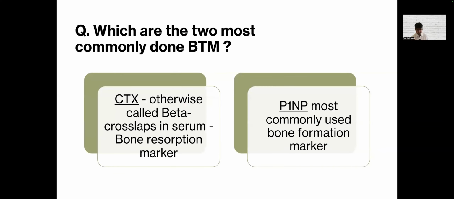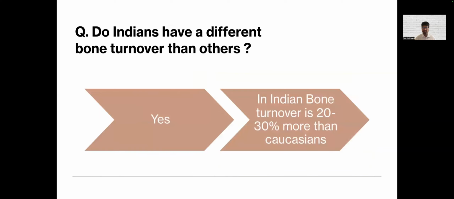So there are two major bone turnover markers that we do in India. One is known as C-telopeptide, which is otherwise known as beta cross-laps. It's a marker of bone resorption. And the second commonly available marker in India is P1NP, which is a bone formation marker. So these are two markers which are commonly available in clinical practice in India, and these can be used judiciously as a guide for treatment.